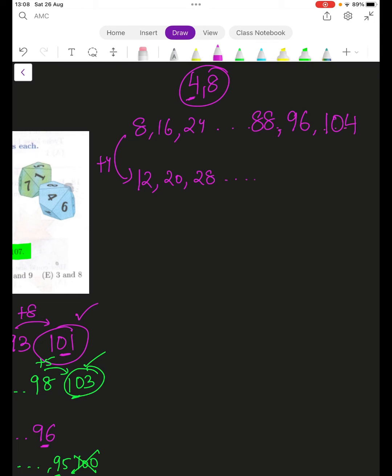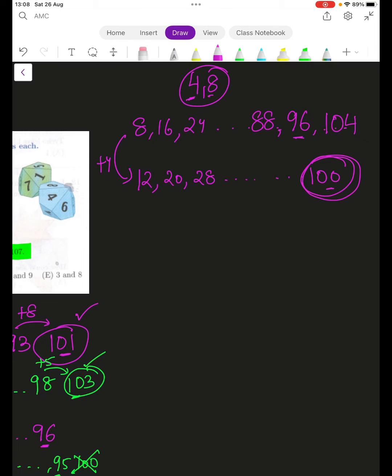So this will be 12, 20, 28. I don't have to actually work out all of this. I just need to work out when it stops having a 3-digit number. So 96 plus 4 will be 100, and the game will stop here. So it will not be able to reach 107.